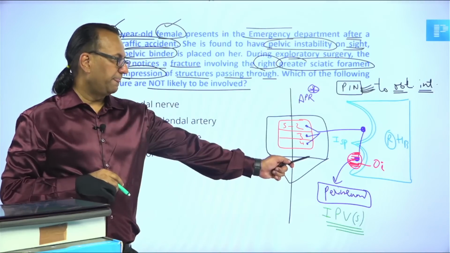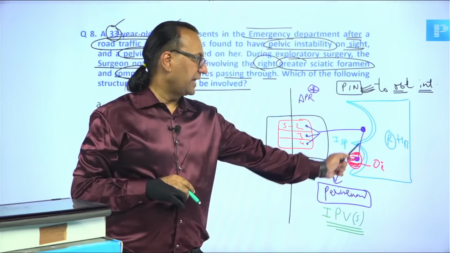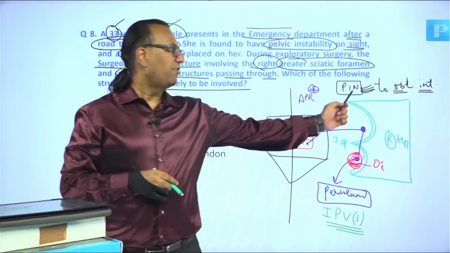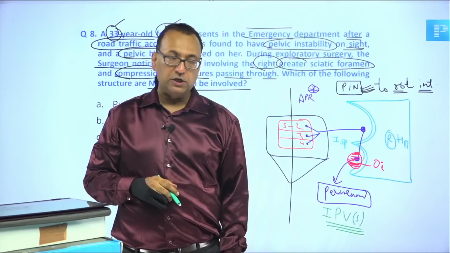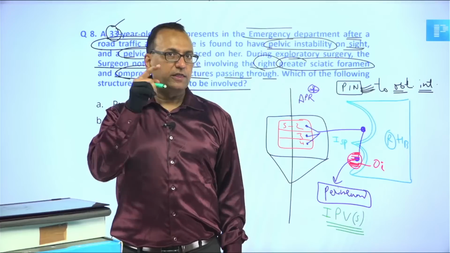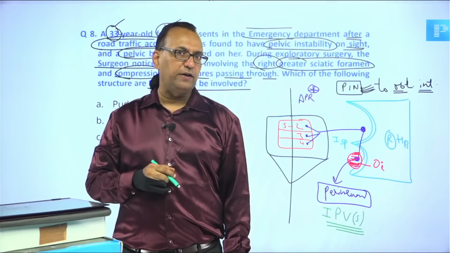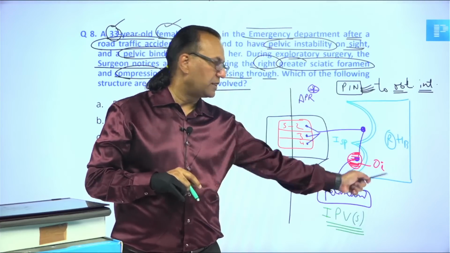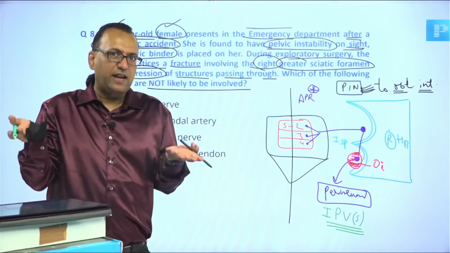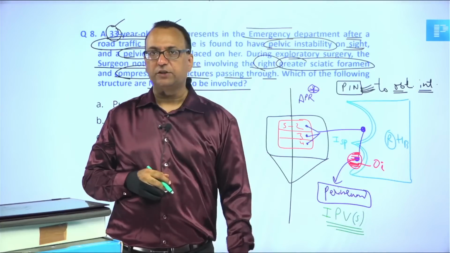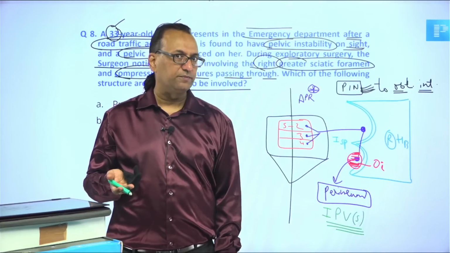You mean to say pin structures pass from greater to lesser sciatic notch, and in that the N was nerve to obturator internus. So in the greater sciatic notch you have the nerve to obturator internus but not the tendon of obturator internus? No, because the tendon is in the lesser sciatic notch. So what is there in the lesser sciatic notch? You have the tendon of obturator internus and the pin structures.